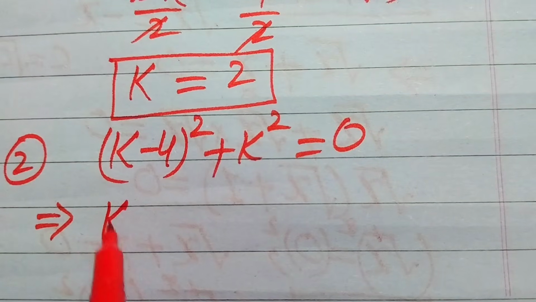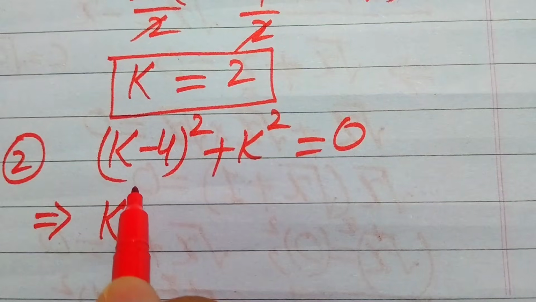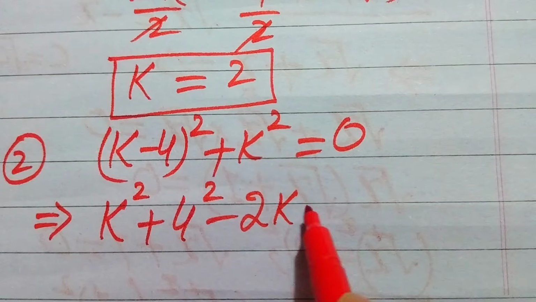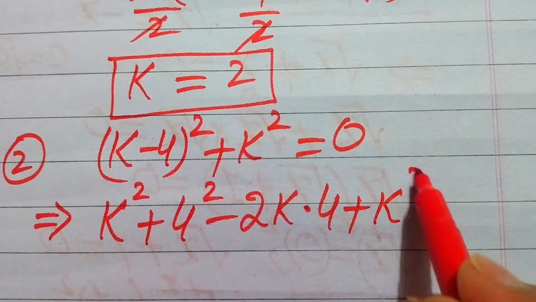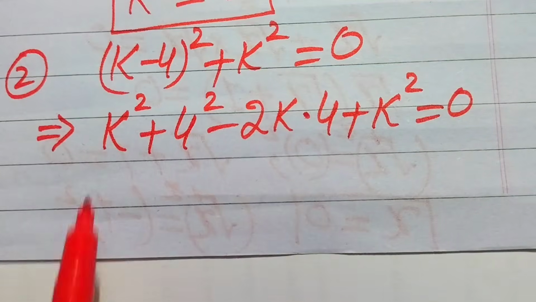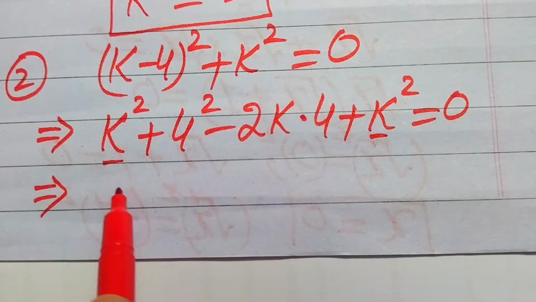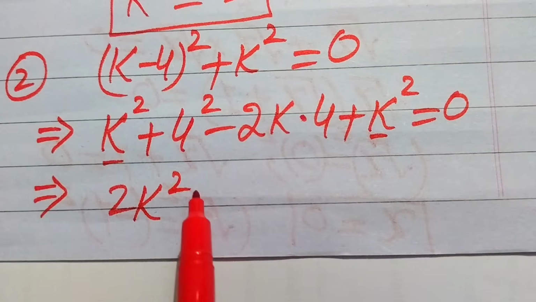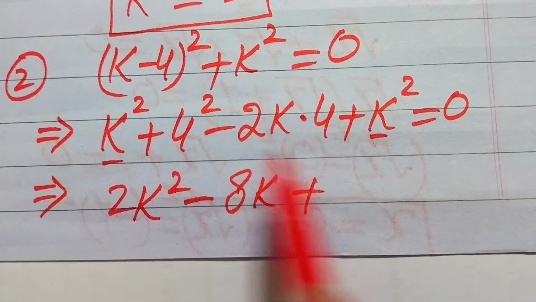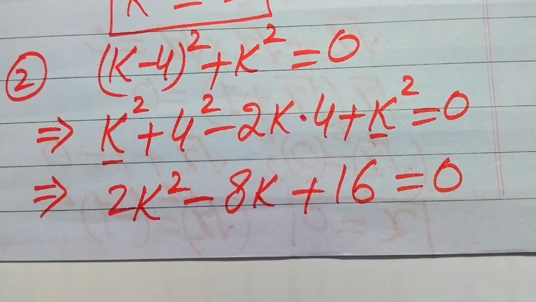So we expand this term as k square plus 4 square minus 2 times k into 4, plus k square, and this equals 0. So in the next step we need more simplification, and we add or subtract the like terms. This k square plus k square becomes 2k square, and here we have 2 times 4 becomes 8k, plus this 4 square becomes 16, and this whole equation equals 0.